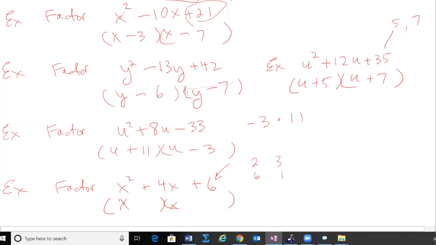6 times 1 is 6. But 6 plus 1 is 7, not 4. I don't have any other choices to get that 6. I can't use anything but integers. I always have to have integers here. So I don't have any integers that are going to make this work. So I'm done. I say, prime, you can't do this problem. You can't factor it over the integers like I'm trying to do. Okay, so I think that gives you a good sample of those types of problems.